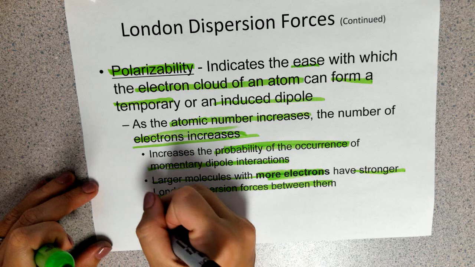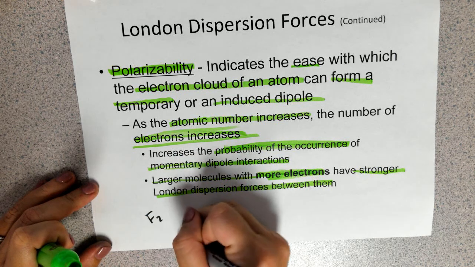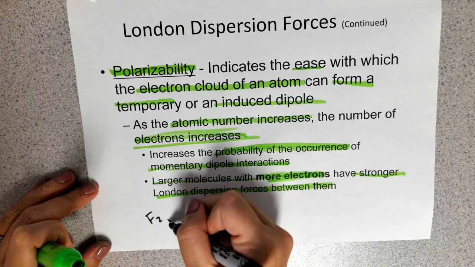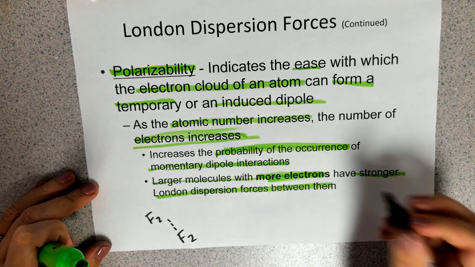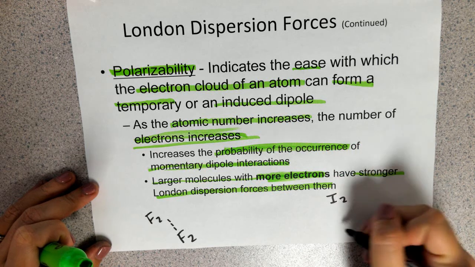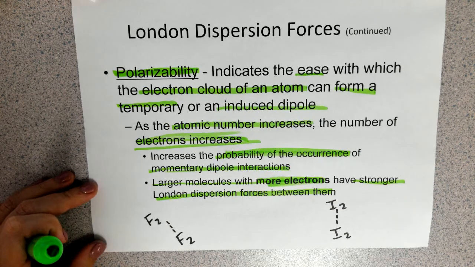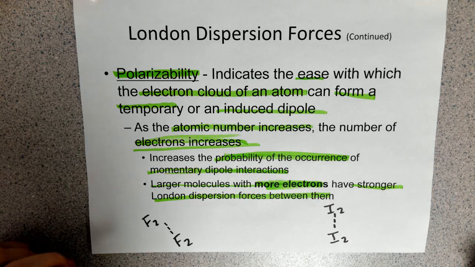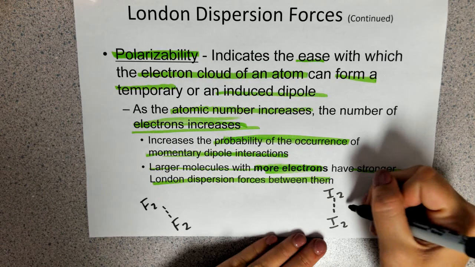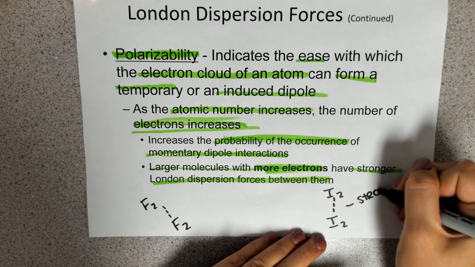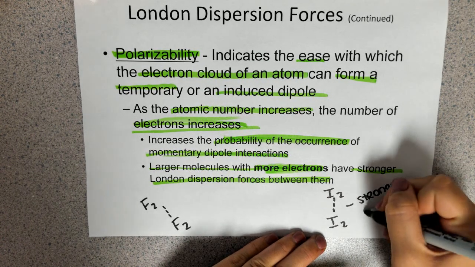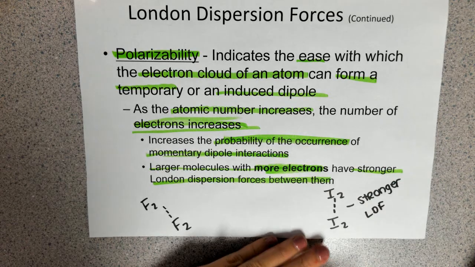So if I have two F2 molecules, they're going to have London dispersion forces between them. And if I have two I2 molecules, they have London dispersion forces between them. Which one's going to be stronger? The I2 would be the stronger LDF, because iodine is a bigger atom with more electrons.